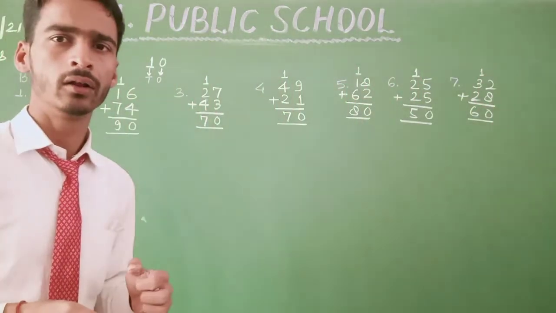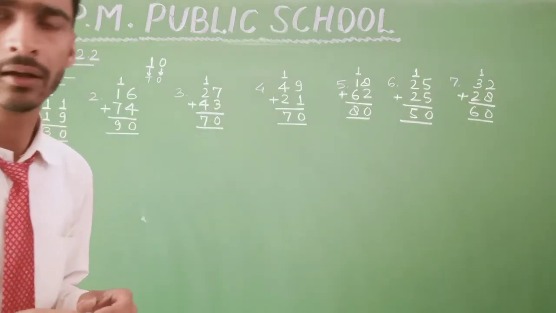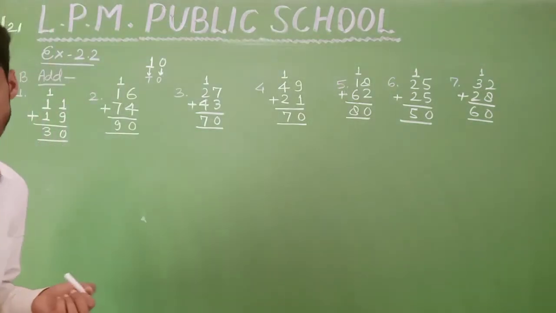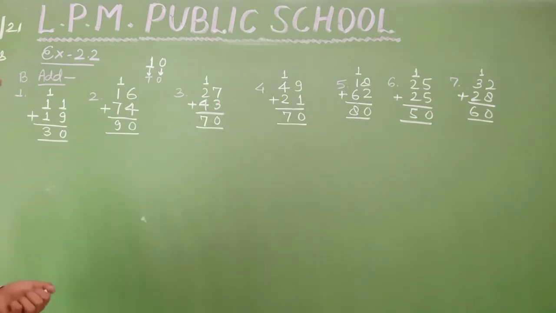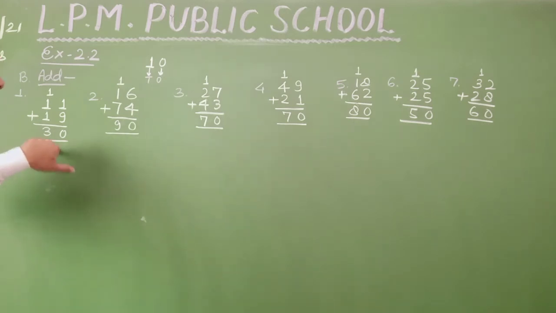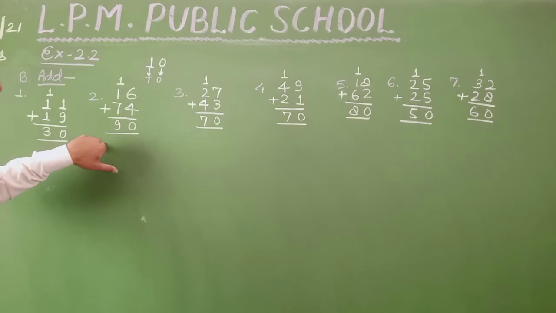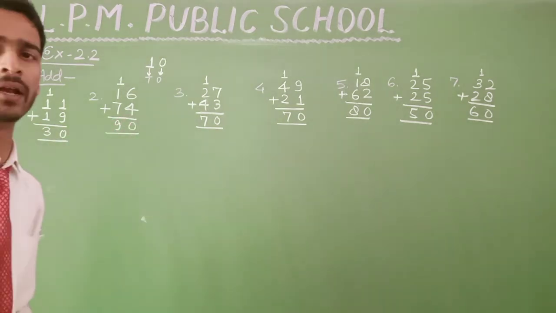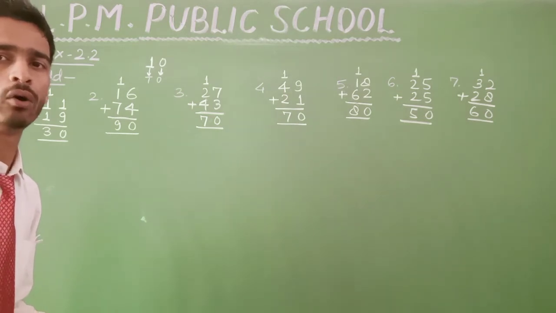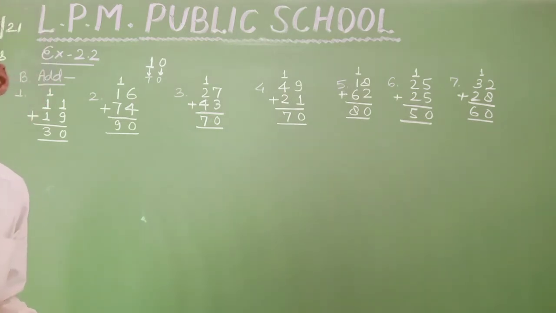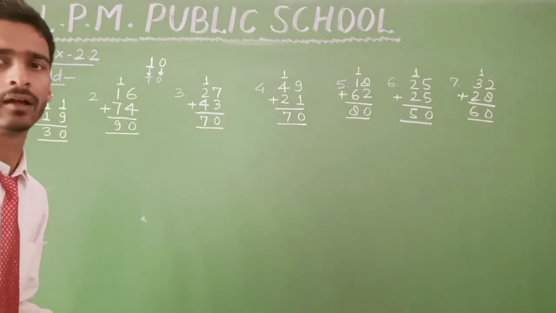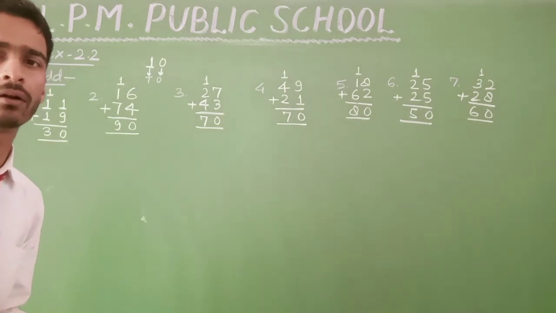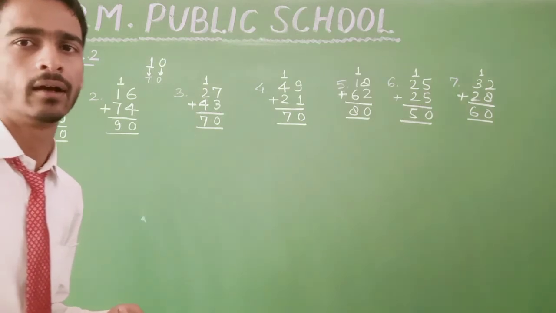And now the next question we have to solve is to complete the magic triangles. You have to understand such questions once again. 11 plus 19, that is 30. 16 plus 74, that is 90. And all this you can see, and all the remaining questions you have to solve. Okay. And the next one is complete the magic triangles. Listen carefully how you can complete the magic triangles.